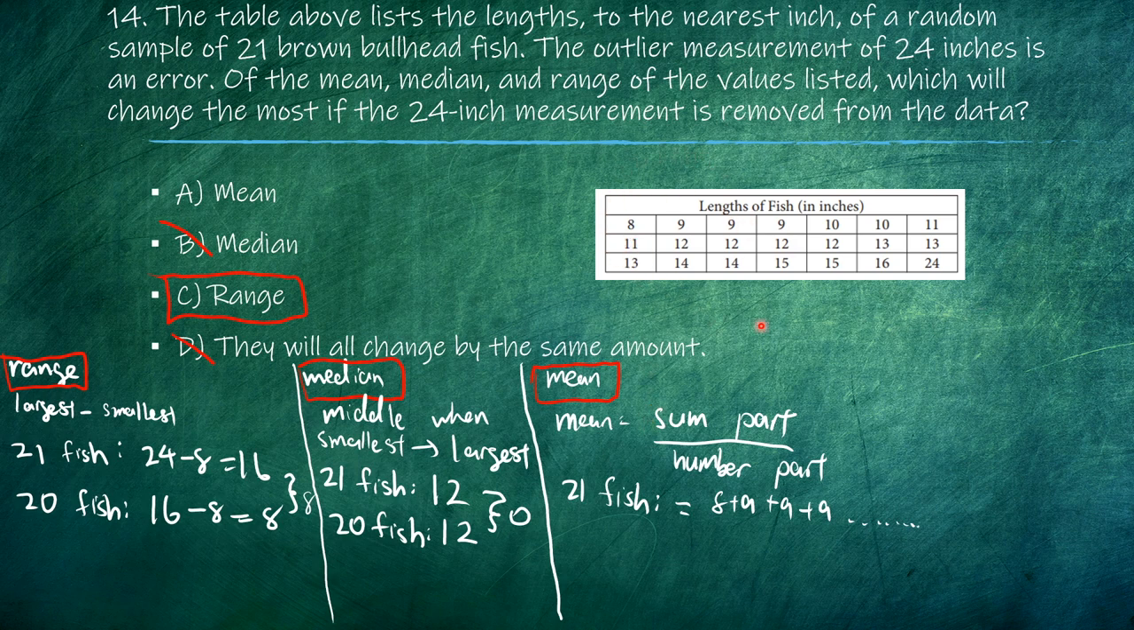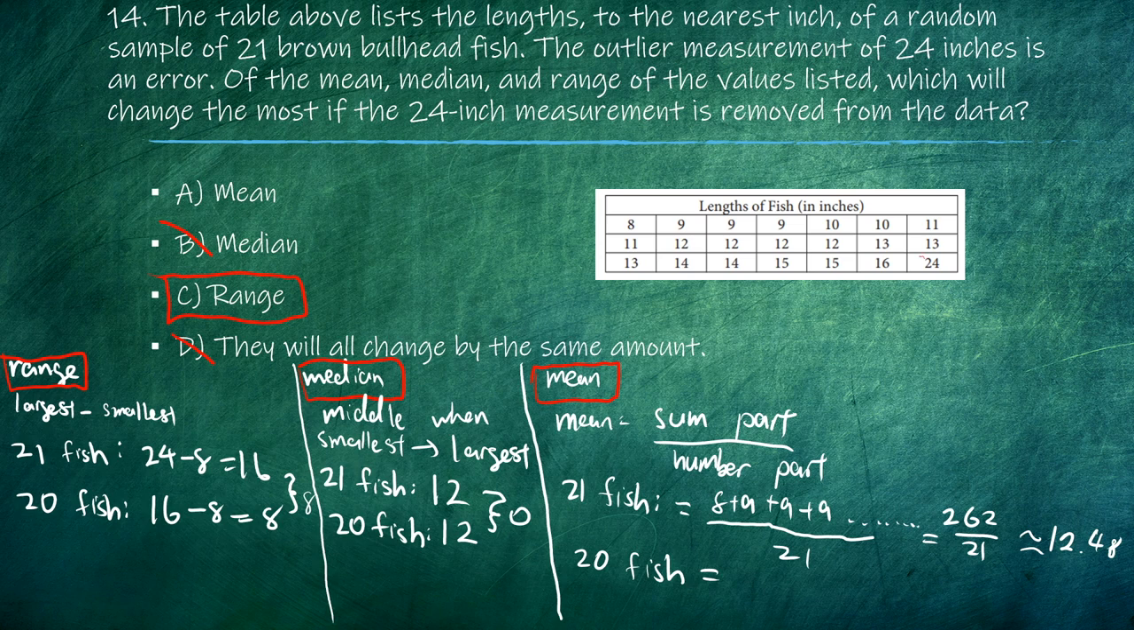And how many numbers are there? We have 21 numbers, right? So we divide the whole thing by 21. And once you plug that into your calculator, it comes out to be 262 divided by 21, which is about 12.48.